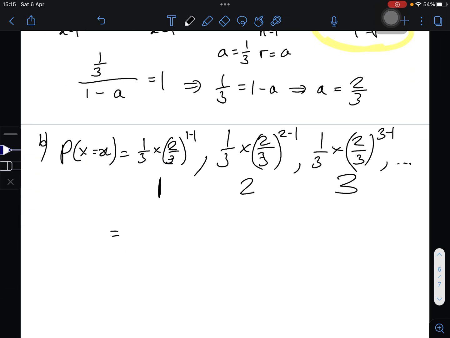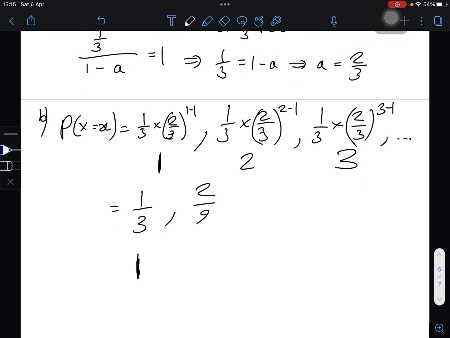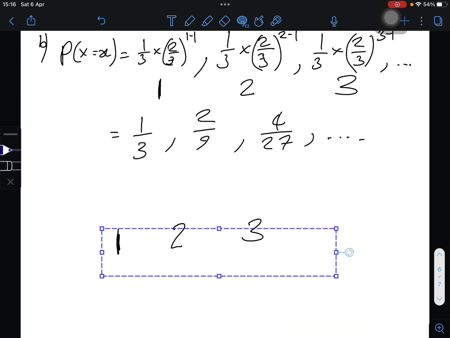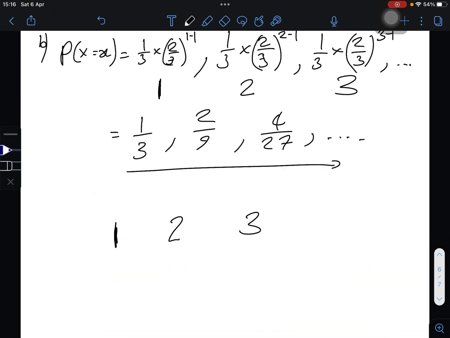So let's see what those get us. 1 minus 1 is 0, so anything to the power of 0 is 1, so 1/3. 2 minus 1 is just to the power of 1, so that gets us to 2 over 9, for x equals 1, 2, 3. This next one's going to be squared, so that's 4 over 9. This is 4 over 27. And so what I'm going to assume is that all the probabilities here are getting smaller.